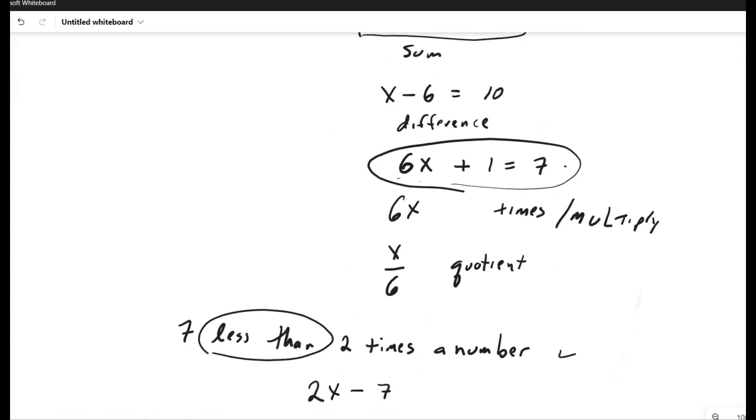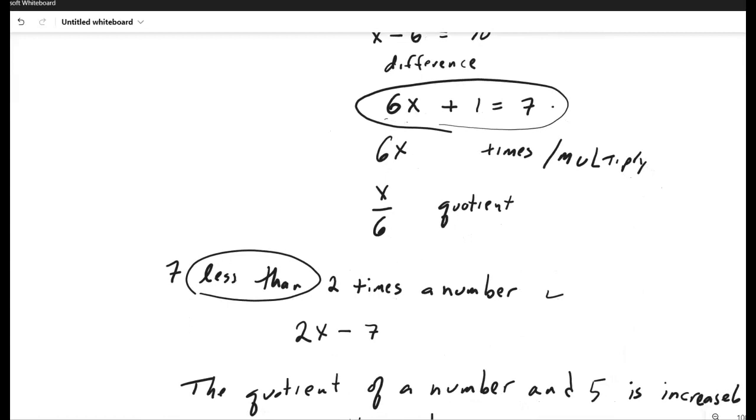We also have quotients. X divided by 6, the quotient of x and 6, represents the operation of division. Your book goes in and talks a little bit about taking a sentence or a statement and translating it into an algebraic expression.